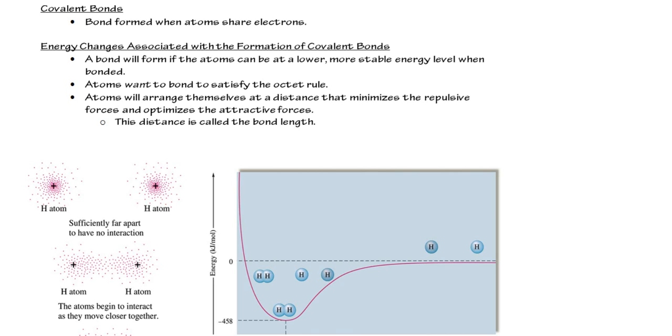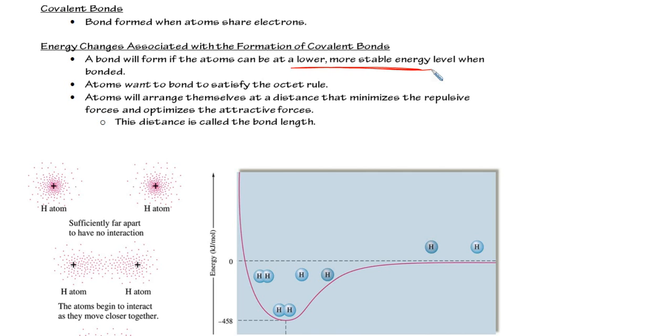Now, just like there are energy changes involved in the formation of an ionic compound, there are also some energy changes involved in the formation of a covalent compound. Now, this first statement is true of any bond. Any bond will form when the atoms are at a lower, more stable energy level, which is usually the case.